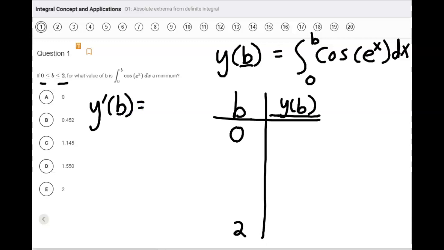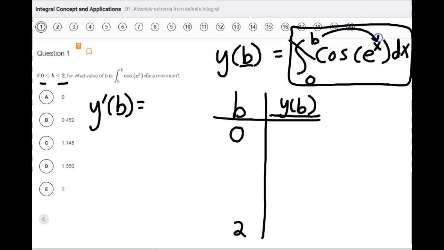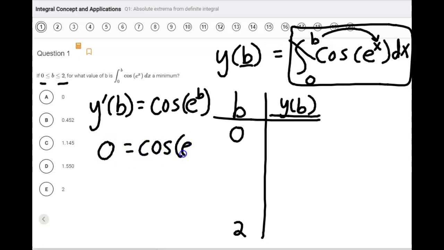Now, if I want to take the derivative of an integral function, we have the second fundamental theorem of calculus to help us out. The second fundamental theorem of calculus tells me that I can drop that integral and put the b in the place of the x and get the derivative of that. There you go. Now, critical values are where the derivative is equal to 0. So I'm looking for wherever cosine of e to the b equals 0.